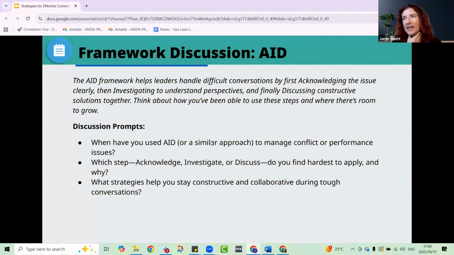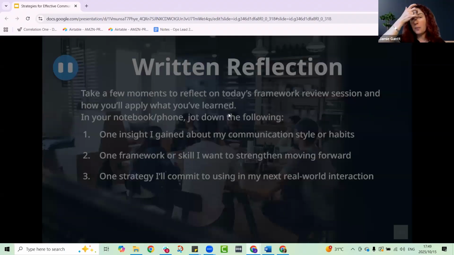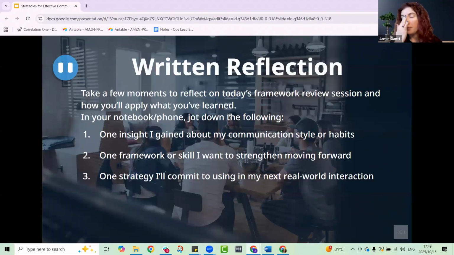So tell me if any of you have used the AID framework or a similar approach. If you have any stories about managing a conflict or a performance issue where maybe this could have come in handy, but you didn't know it yet. So some way that you might apply it later, let me know. And then just let me know any insights about your own communication style, anything that you want to work on moving forward.